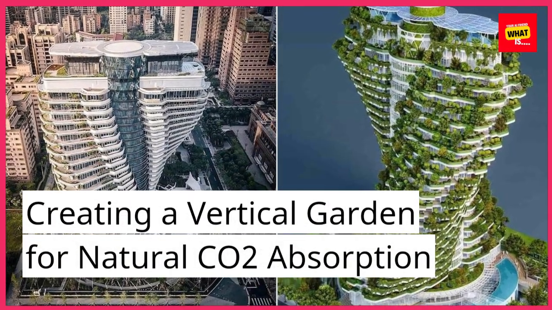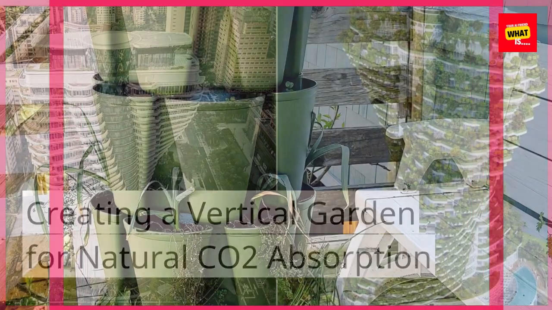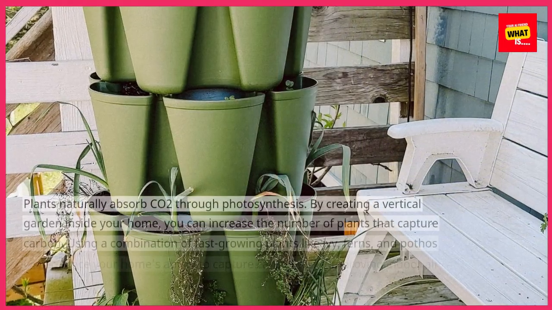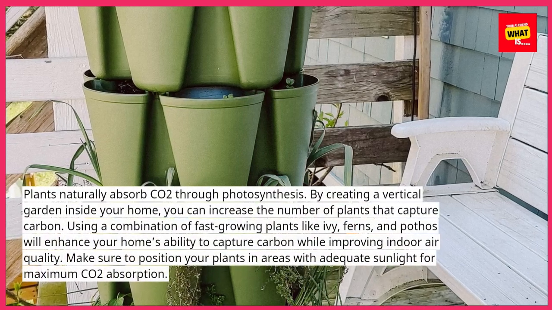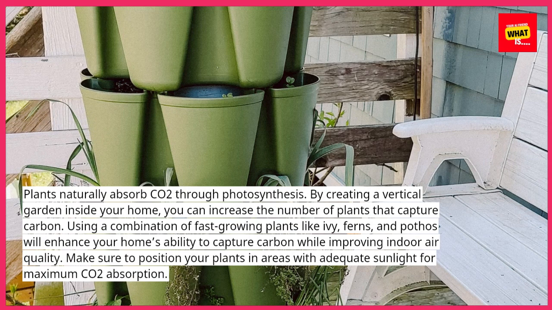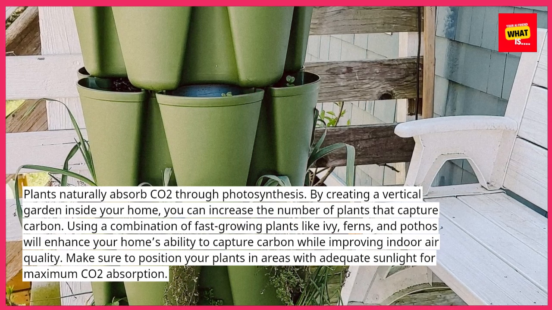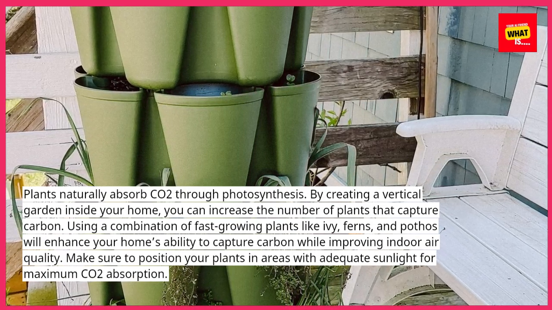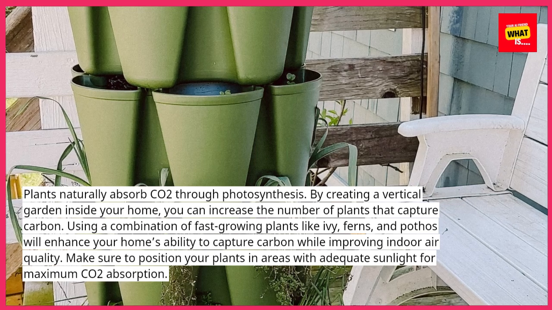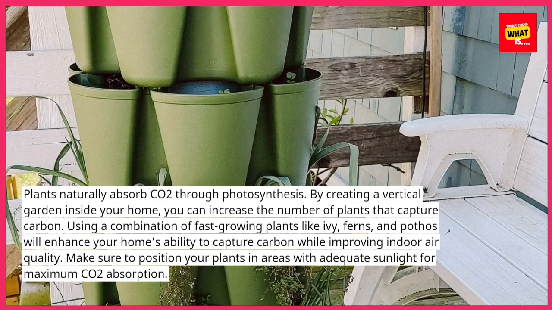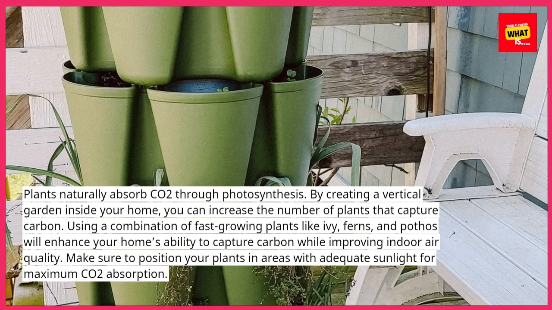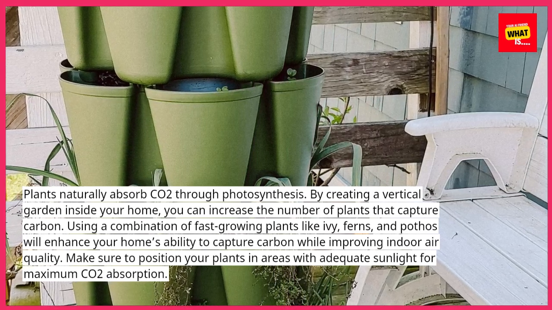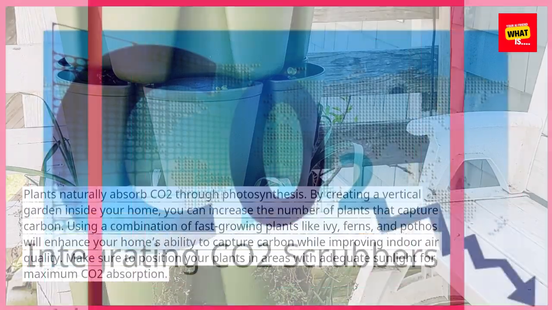Creating a vertical garden for natural CO2 absorption. Plants naturally absorb CO2 through photosynthesis. By creating a vertical garden inside your home, you can increase the number of plants that capture carbon. Using a combination of fast-growing plants like ivy, ferns, and pothos will enhance your home's ability to capture carbon while improving indoor air quality. Make sure to position your plants in areas with adequate sunlight for maximum CO2 absorption.